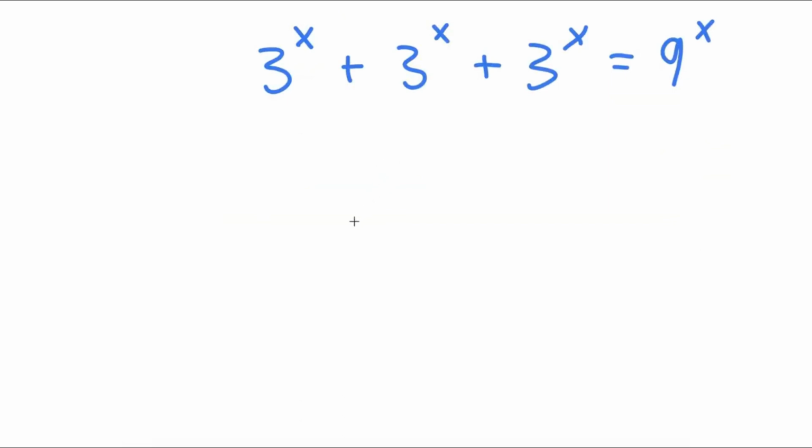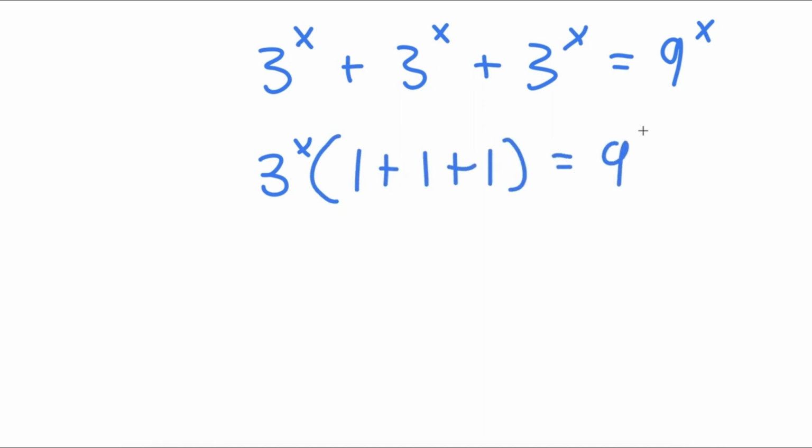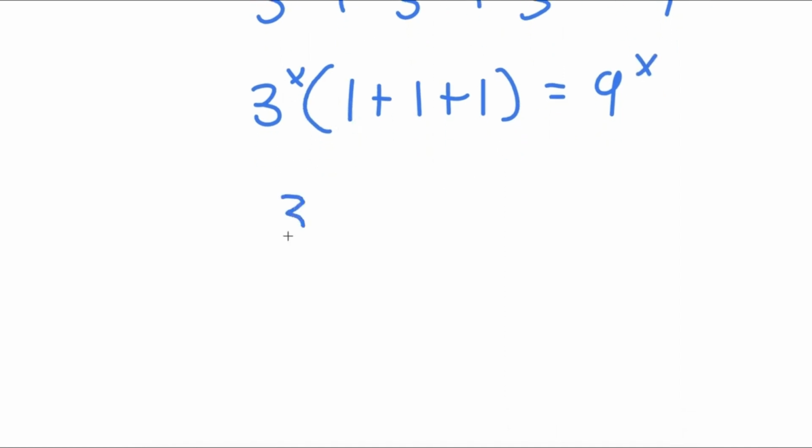Alright, so in this problem, I have 3 to the power of x plus 3 to the power of x plus 3 to the power of x is equal to 9 to the power of x. So I'm going to first start by factoring out 3 to the power of x. So I have 3 to the power of x times (1 plus 1 plus 1) is equal to 9 to the power of x. Now, if I simplify the parentheses, I get 3 to the power of x times 3 is equal to 9 to the power of x.